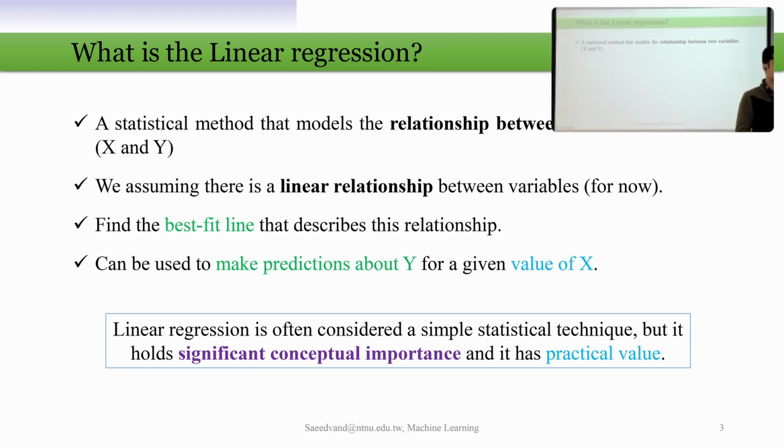For example, in spam detection, the number of characters like money, dollar sign, and some specific characters that determine we have spam, if those are increasing, the chance of having a spam email is increasing. So whatever it is, we want to find the relationship between x and y.